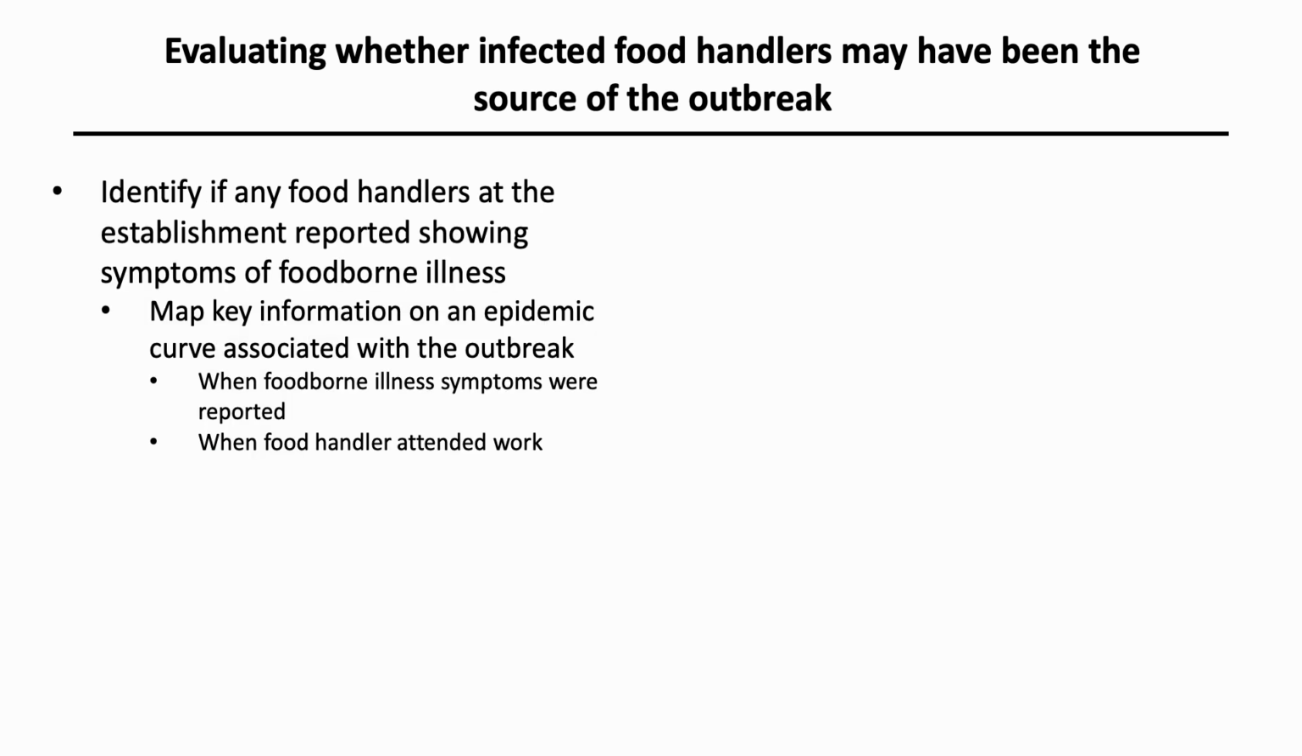If one or more cases of foodborne illness are identified among food handlers or other employees based on record review and interviews, it is important to identify the exact dates in which these individuals reported showing symptoms, when they attended work, and how these dates correlate with estimated exposure dates for people affected by the outbreak. This information can help investigators identify whether the infected food handlers could potentially have been associated with the outbreak.